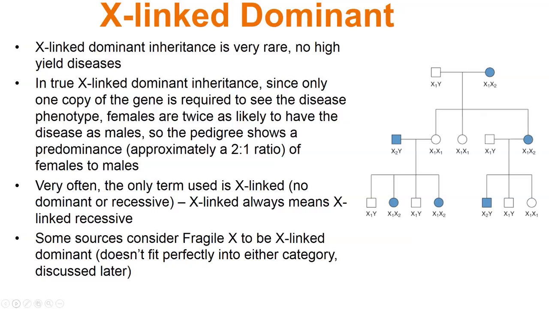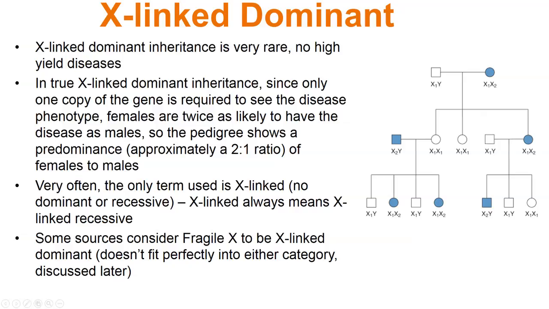There are no high-yield diseases that are X-linked dominant, with the exception of Fragile X. When I say high-yield, I mean something you're likely to see on a board exam. There are a handful of known diseases that truly are X-linked dominant. Fragile X is considered by many sources to be X-linked dominant, although they're never going to give you a Fragile X pedigree and expect you to identify it as X-linked dominant. I'm going to explain later on why that is. So the story on Fragile X is coming, and the genetics that's associated with it.